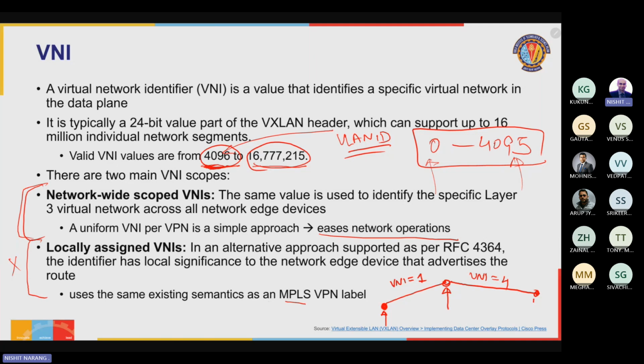Right. So yes, Yuvraj, your question is a future question. How about tenant networks across multiple data centers? Would they have the same VNI?